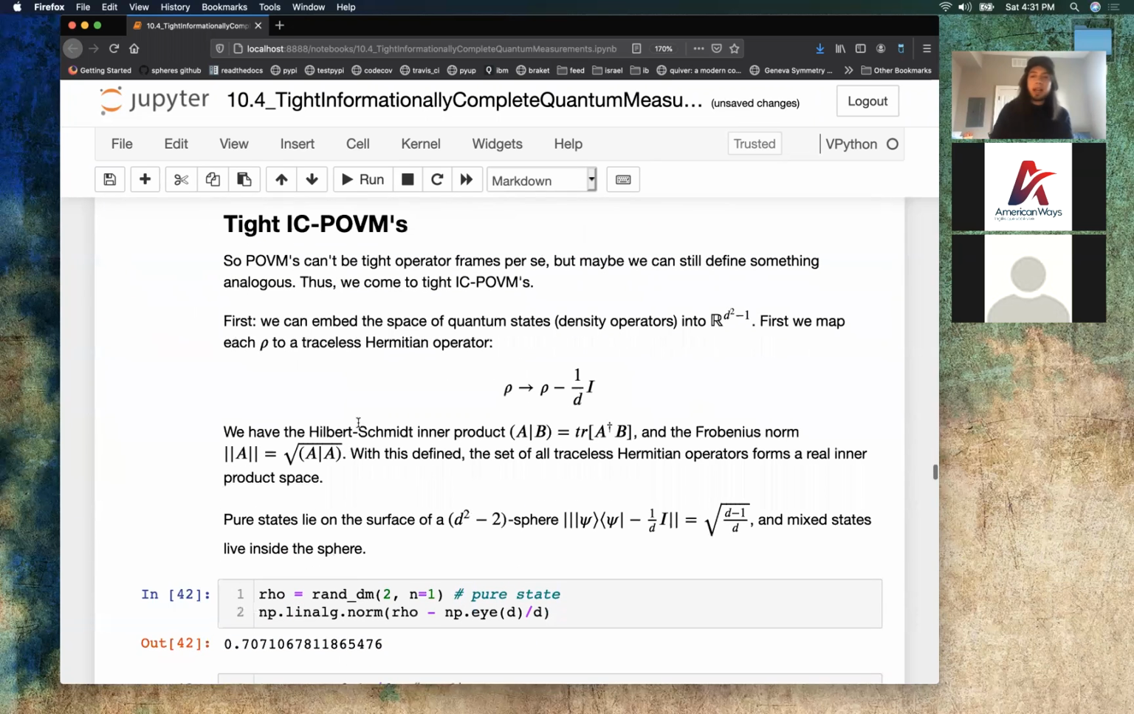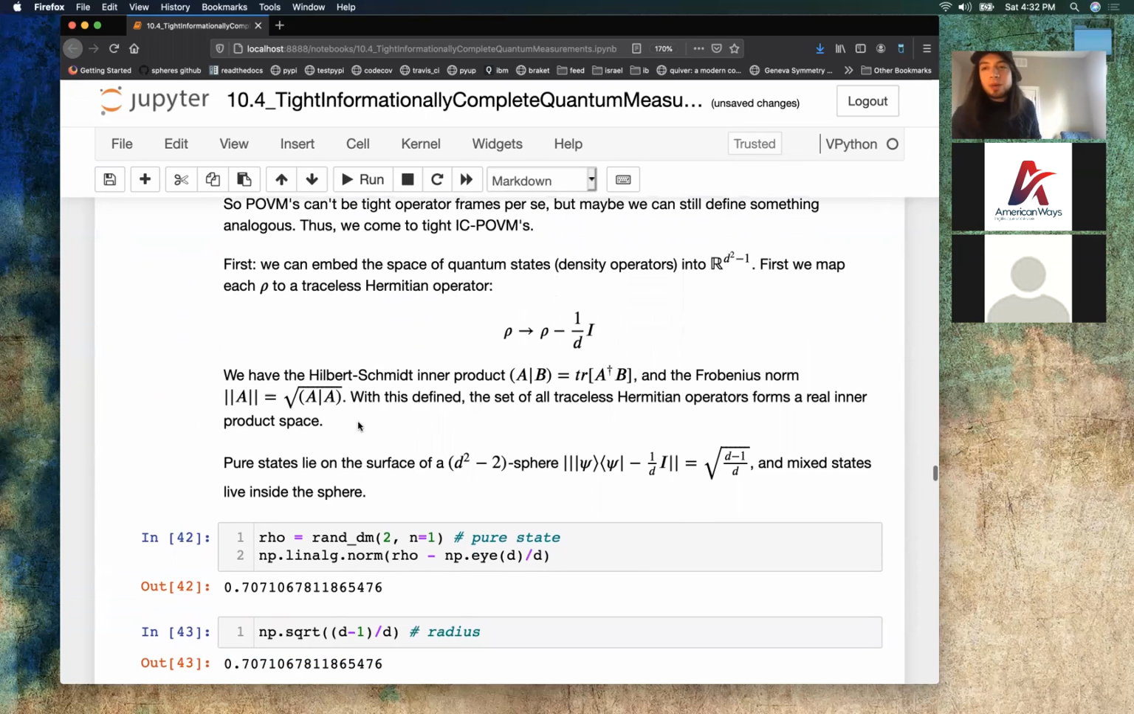Okay, so now we're getting close to the punchline here. Tight, informationally complete POVMs. How are we going to define them? First, we're going to think about how we can embed the space of quantum states or density operators into R^(d^2-1). In the case of dimension 2, this turns out to just be the Bloch sphere representation. So what we do is we take all of our states, rho, and we subtract off 1 over d times the identity.